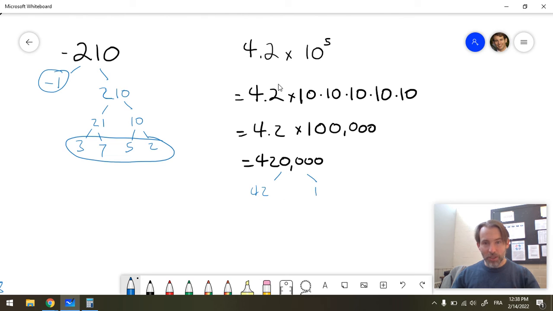4 zeros, so that would be 10,000. Where did that extra zero go? Well, it's like one of these 10s got eaten up, turning 4.2 into 42.